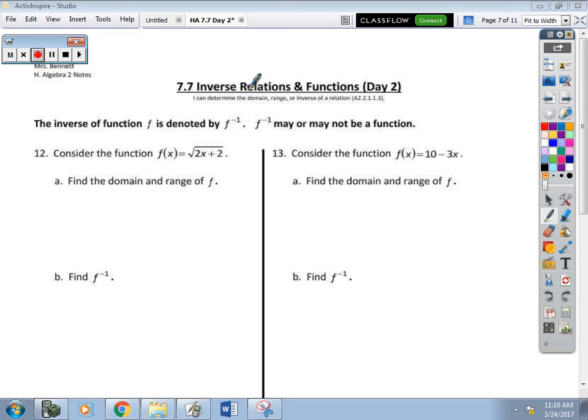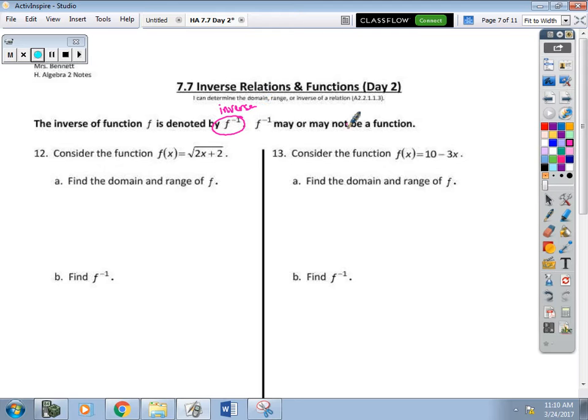So today we're going to continue what we did yesterday. However, we are going to see some notation changes. Instead of saying the inverse in words, you're going to actually see this notation which represents the inverse function. So it looks like a -1 exponent, basically.